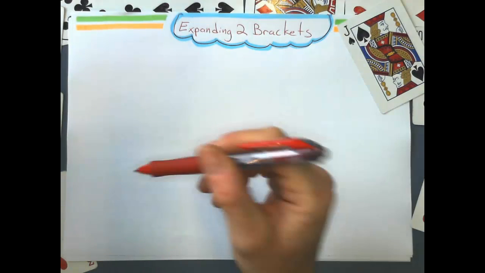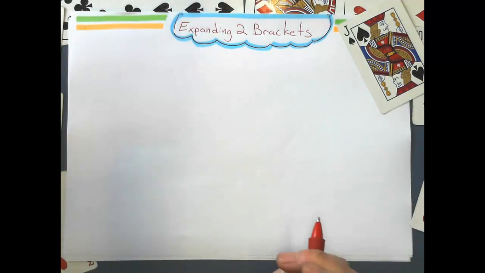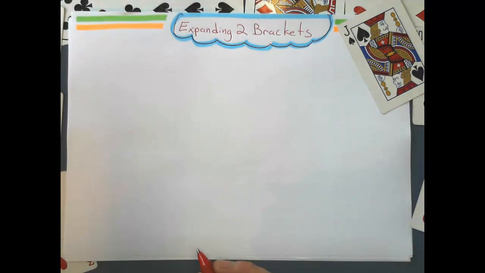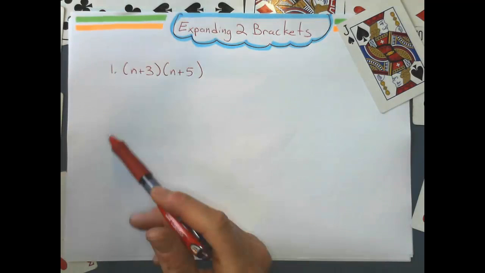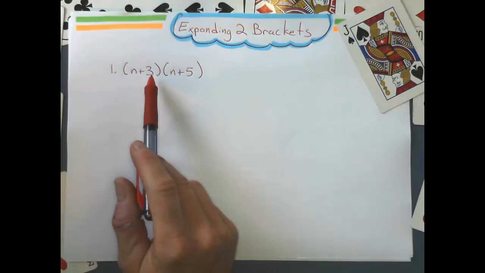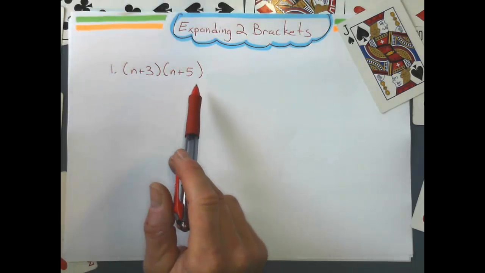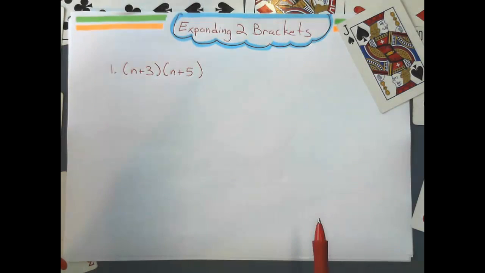Expanding two brackets. What am I doing? I'm multiplying. Okay, so let's look at our first example here. My first example, I'm going to look at expanding, which means multiplying, n plus 3 times n plus 5. The method that we're going to use here is called the FOIL method.